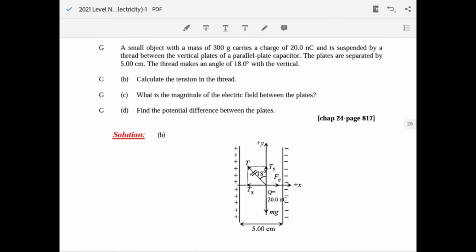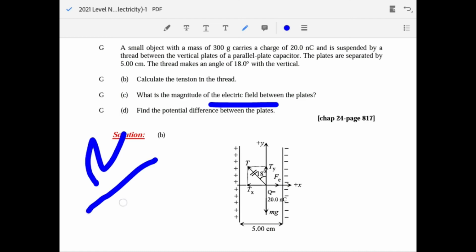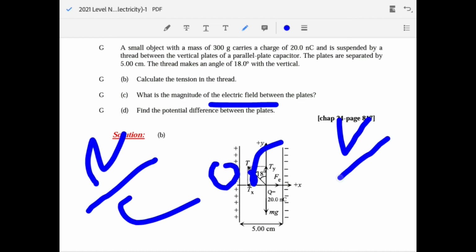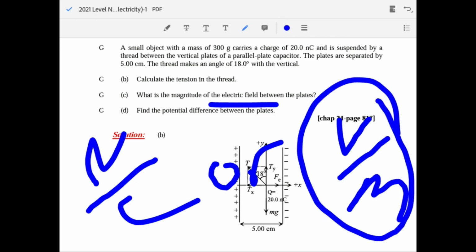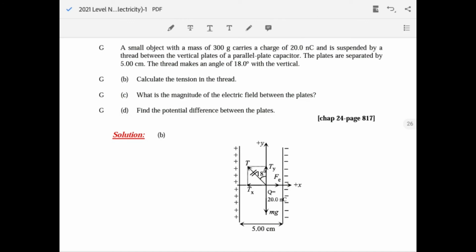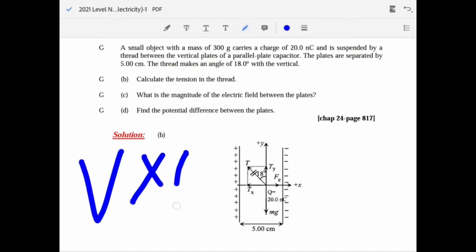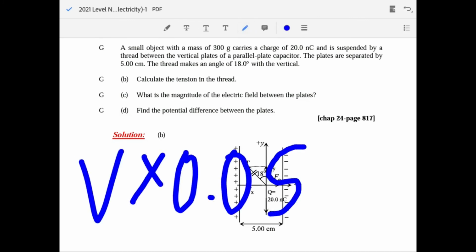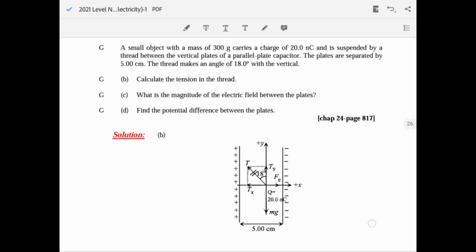Find the potential difference. It's easy. You have electric field. So the units for electric field are either newtons per coulomb or volts per meter. So you use this, you multiply by the distance, which is 0.05. So E times 0.05 is equal to V. The E is what you got in part C.